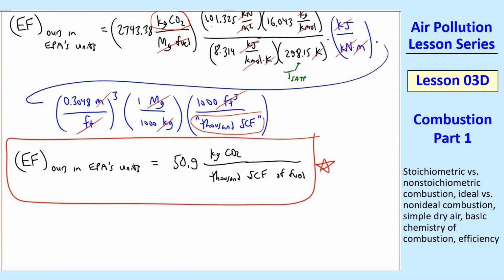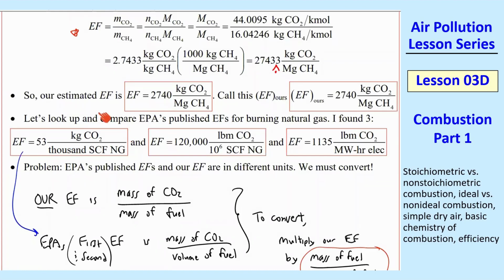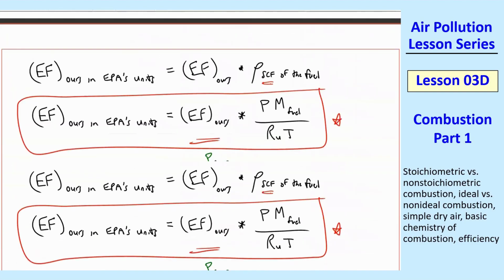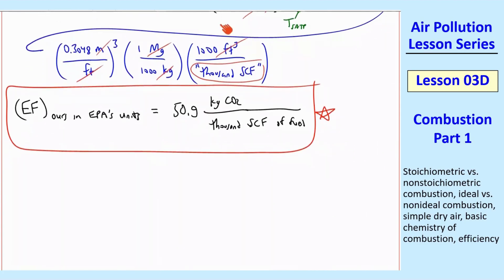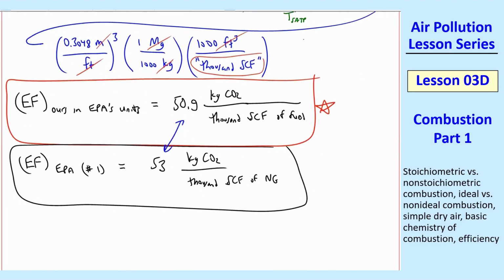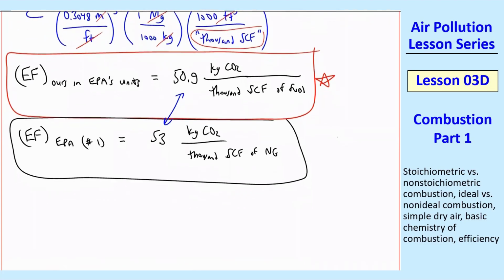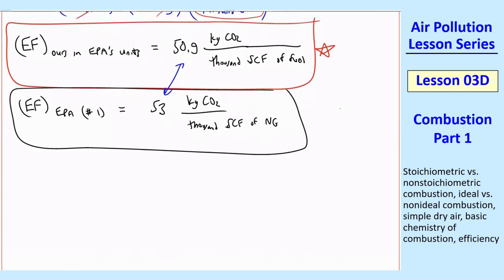Now let's compare to what the EPA EFs are. I scrolled back to the question right up here. The EF that I looked up was 53 kilograms CO2 per 1,000 SCF of natural gas. And so when we scroll back, we see that compares very well with ours. We had 50.9. So that's actually pretty good agreement with what EPA says. So we've done this very simply with just some simple chemistry.